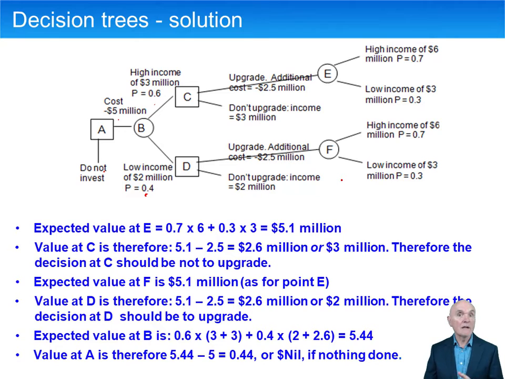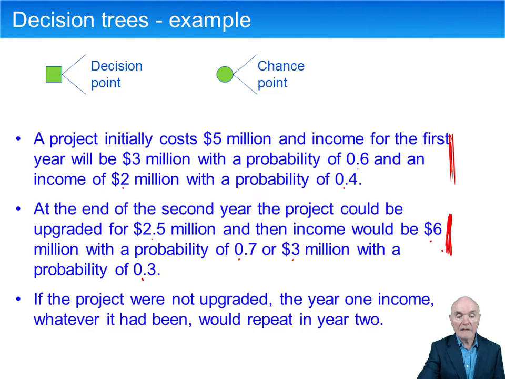At the end of year 1, we decide upgrade or don't upgrade, and we can make that choice irrespective of what's happened during year 1. If we upgrade, there's a cost of 2 million, or we don't upgrade. If we don't upgrade, what happened in year 1 is going to be repeated in year 2. Similarly down here, what happened in year 1 is going to be repeated in year 2. If we do upgrade, then we can get income here 6 million with a probability of 0.7, or low income 3 million with a probability of 0.3, and similarly in this case here, high with a probability of 0.7 or low with a probability of 0.3. That is really just repeating what's in here.